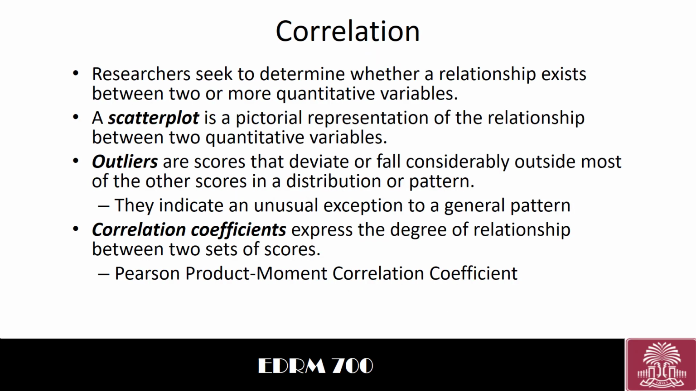Correlation is a very common measure that you can see reported in research studies. When you conduct a research study, you hope to determine whether a relationship exists between two or more quantitative variables. The scatter plot can help you with your comprehension of such relationships. You may see outliers on a scatter plot.